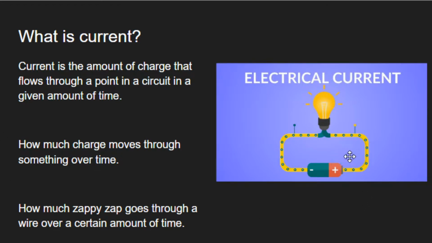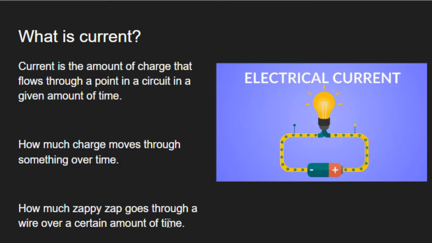So we might say, okay, how much current is at this point in this circuit, and we could measure it by measuring the amount of charge moving through that point and the amount of time that we have. That's probably the most complicated, technical definition you get. So this is a slightly simpler one.